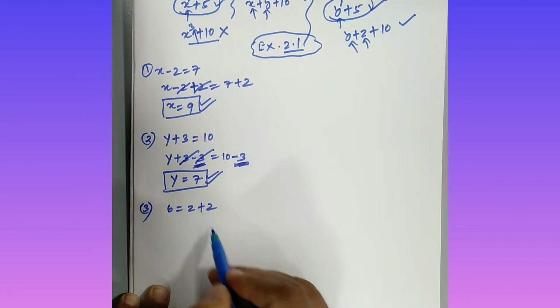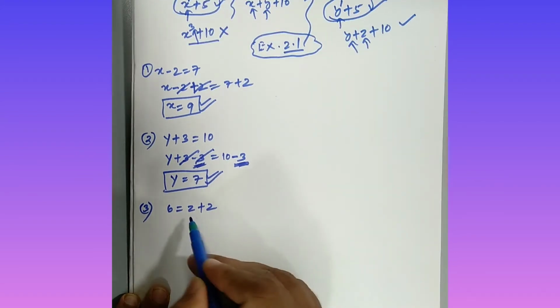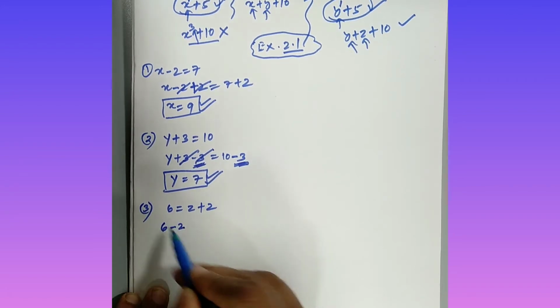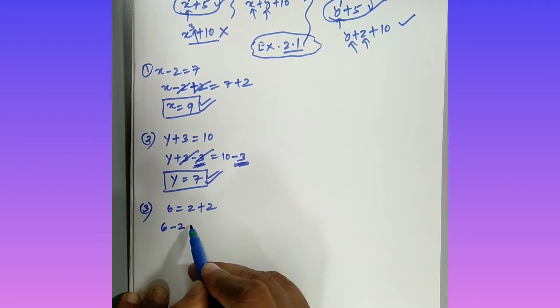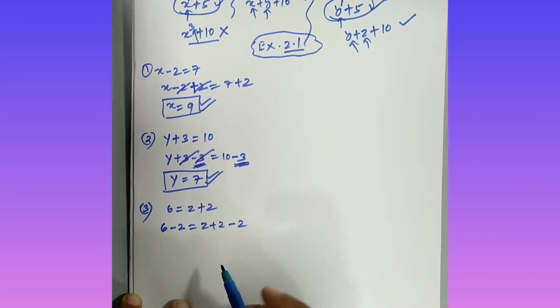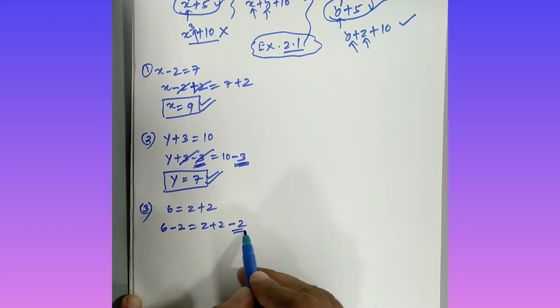How can you write it here? On the RHS I have z plus 2 minus 2. Obviously you have to subtract on the left hand side too, that is 6 minus 2, and on the right hand side z plus 2 minus 2. Do you understand or not? So z plus 2 minus 2. Clear? So on both sides you are writing minus 2.